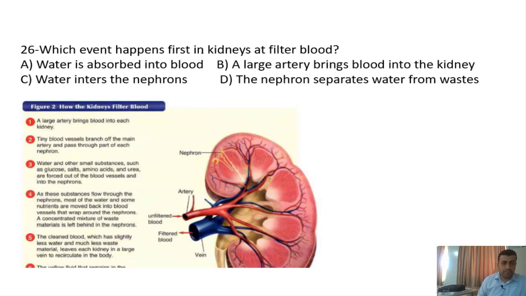Which event happens first in the kidney to filter blood? When we check here, as you see, students, a large artery brings blood to each kidney. According to that, it is the same definition actually. A large artery brings blood into the kidneys. So what happened? It will be A, B. All right.